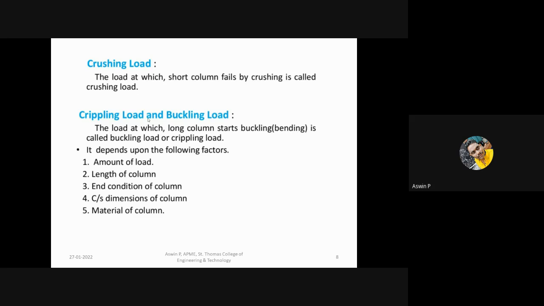Okay, you can write crushing load. Crushing load: the load at which a short column fails by crushing is known as crushing load.